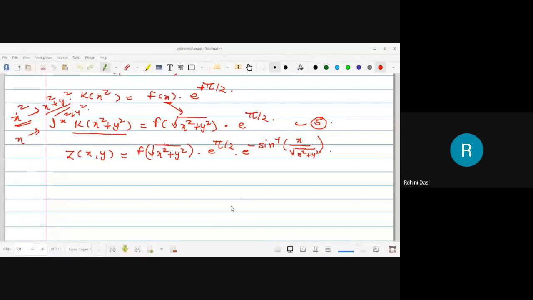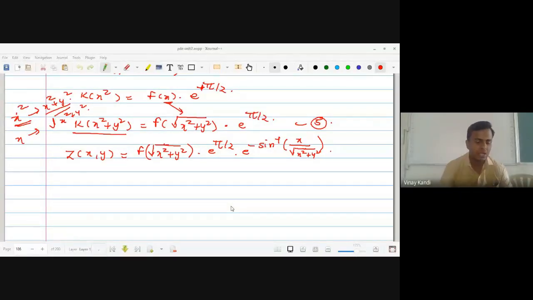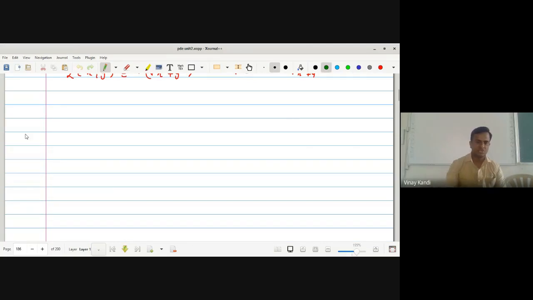Yes, sir. In the previous lecture, we've seen how to find the solution of a semi-linear partial differential equation satisfying the initial condition. In this lecture, we will discuss the Cauchy linear partial differential equation, and how to find its solution satisfying the initial condition. So the next point is the Cauchy linear partial differential equation.